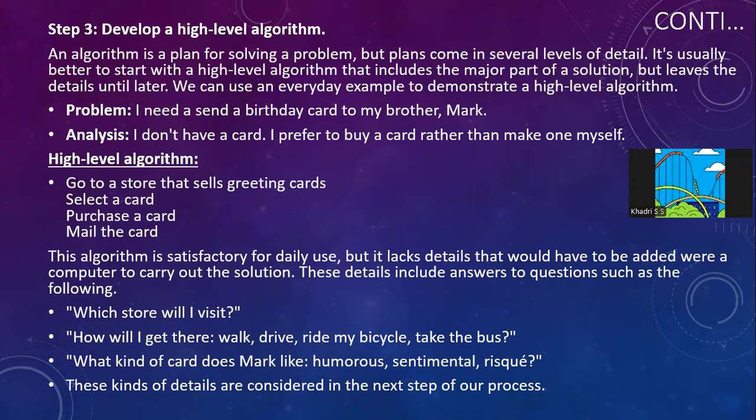This algorithm is satisfactory for daily use, but it lacks details that would have to be added for a computer to carry out the solution. These details include answers to questions such as which store will I visit? That is not present in the high level algorithm. How will I get there? Walk, drive, ride my bicycle, take the bus. So these are the questions that arise when you go for a high level algorithm. And what kind of card does Mark like? Humorous, sentimental, or risque? These kinds of details are considered in the next step.